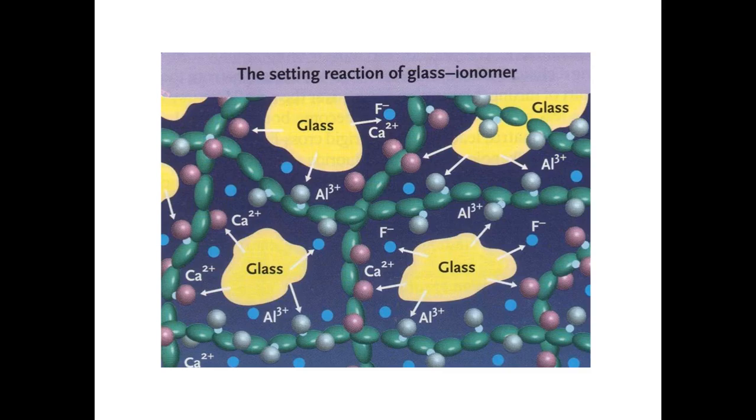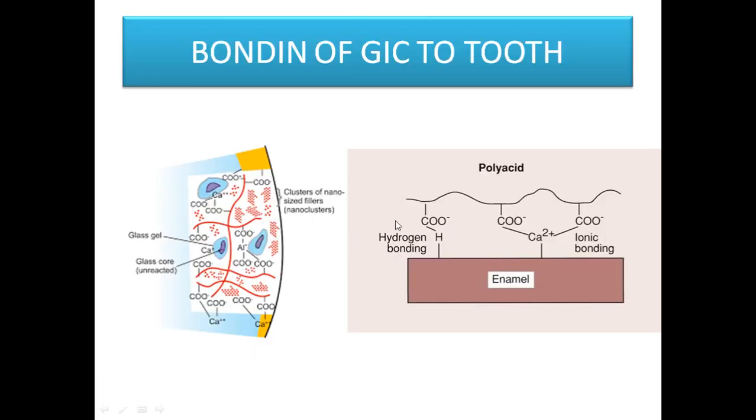This is the picture showing the finally set glass ionomer cements, where there will be formation of calcium acrylate chains and aluminum acrylate chains. The bonding of GIC to the tooth occurs by two mechanisms. The stronger bond is an ionic bond between the calcium of the tooth and the carboxyl group of the set cement, whereas the weak bond is formed between the carboxyl groups and the hydrogen groups of the collagen molecules.